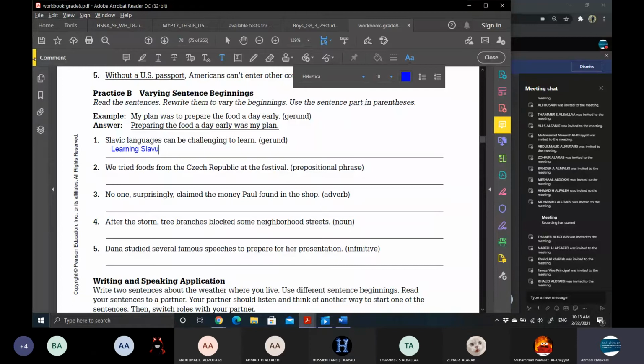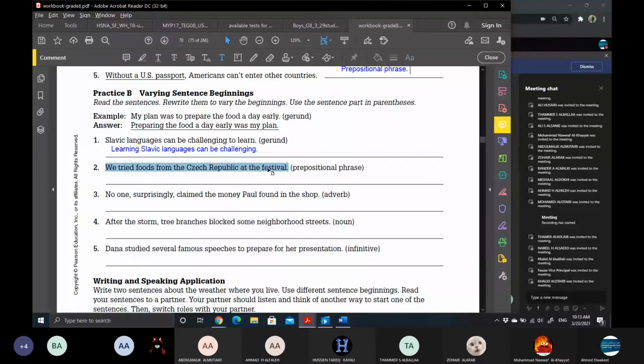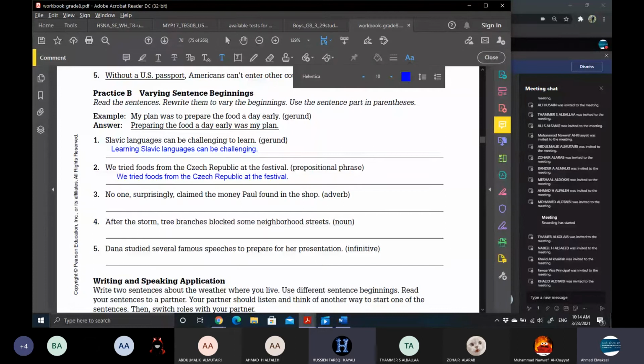Learning Slavic languages can be challenging, just like that. The easiest one is the one with the prepositional phrase. Try to... from the Czech Republic, at the festival. You have two here, different ones: from the Czech Republic and at the festival. So we can start with the... At the festival, we tried foods from the Czech Republic.